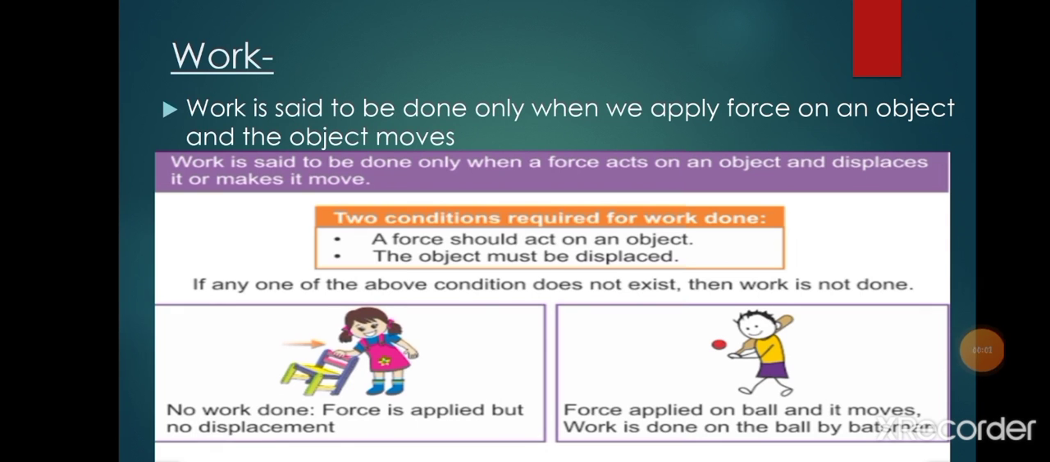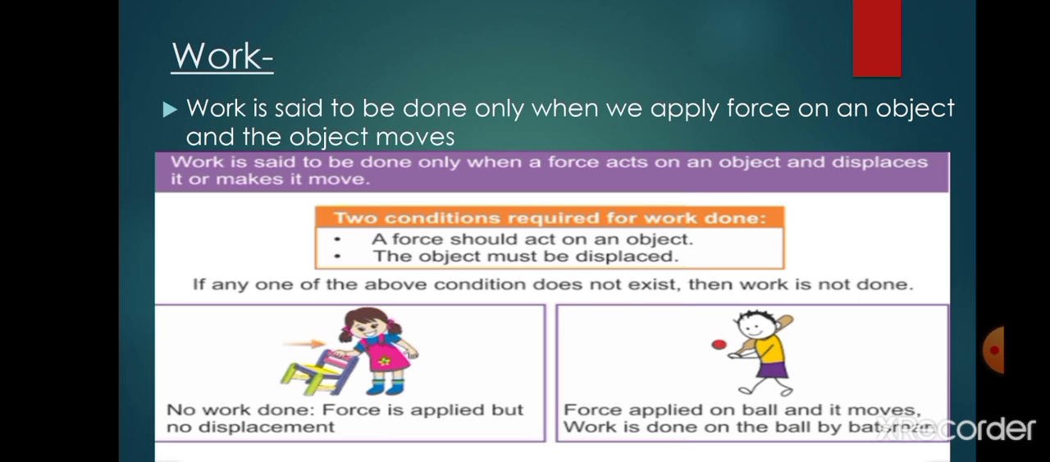Next is work. In our day to day life, we use the word work to describe the activities we do, such as play, study, cook, and the different chores which we do at home. But scientifically, work done has a different meaning.